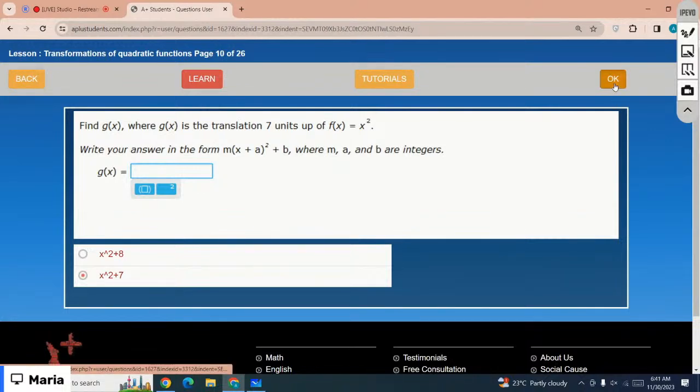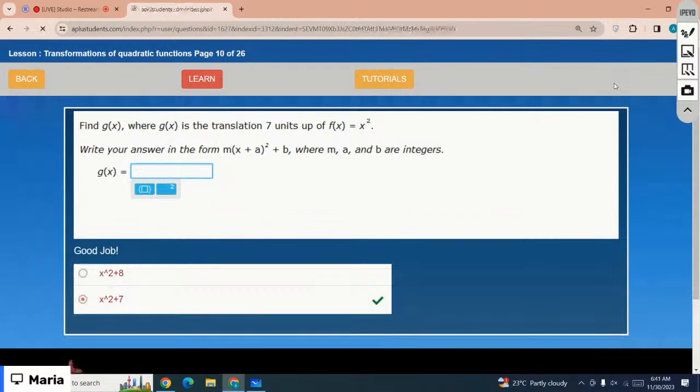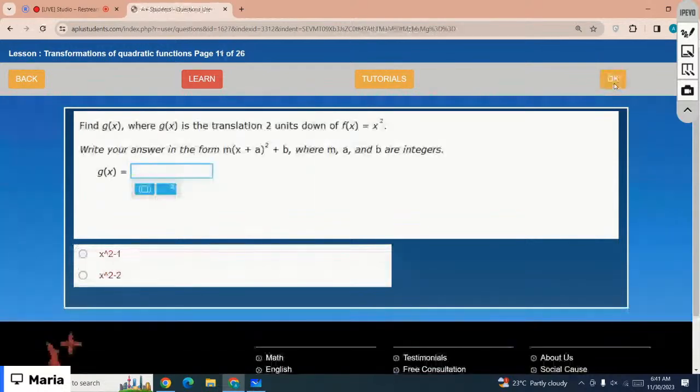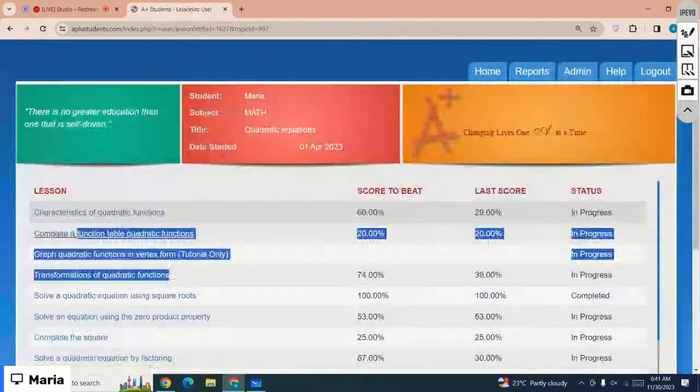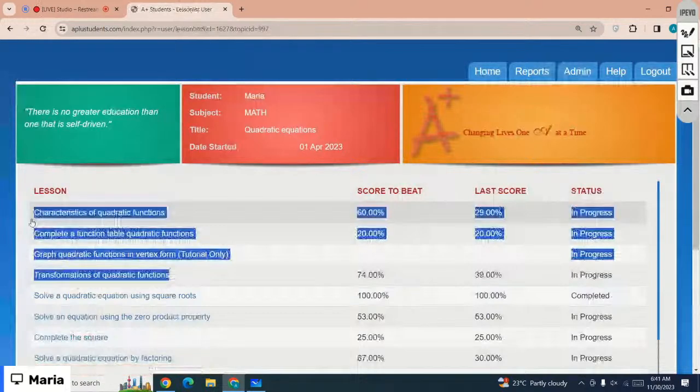So we were working on grade 10 math. The chapter we were working on is quadratic functions and equations, and the lessons we have covered today are characteristics of quadratic functions, complete a function table for quadratic functions, graph quadratic functions in vertex form, and transformations of quadratic functions. So please make sure before the next session you complete all the practice questions for the lessons we did today.